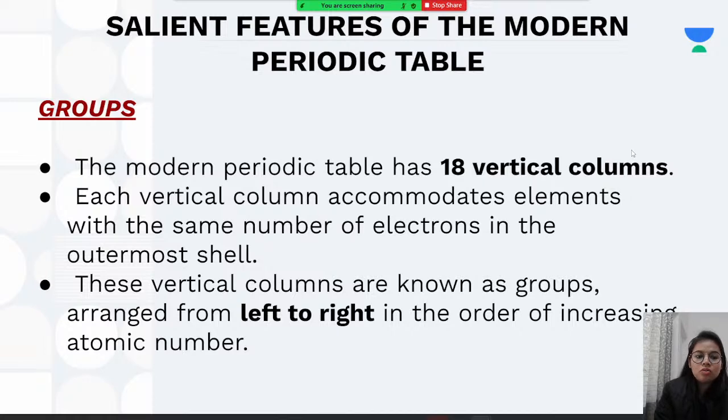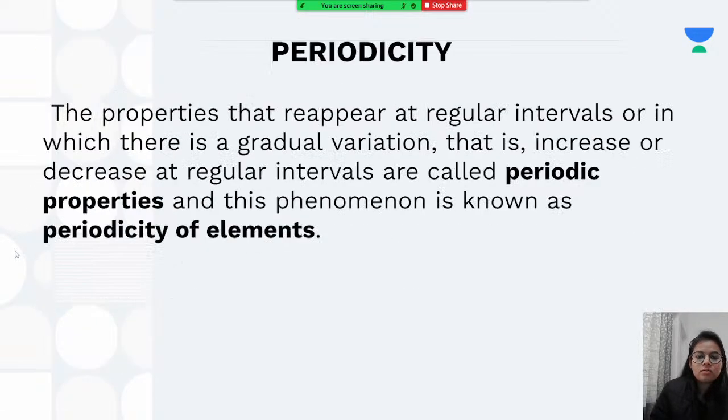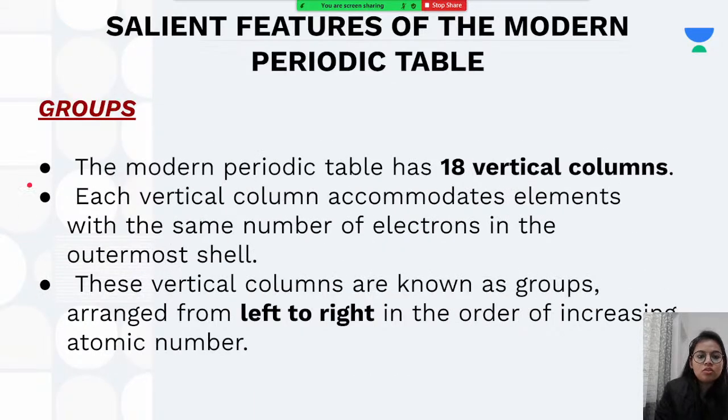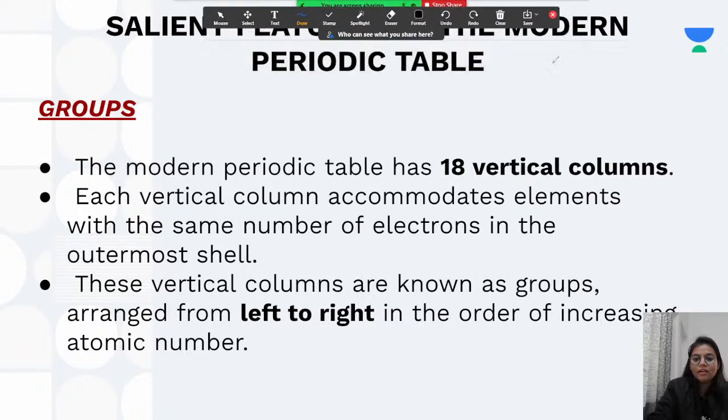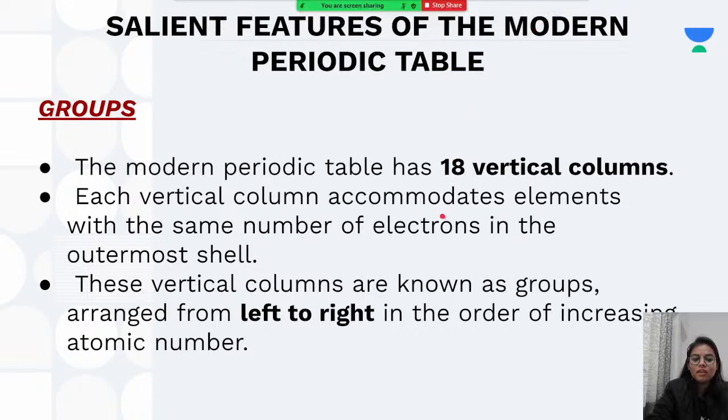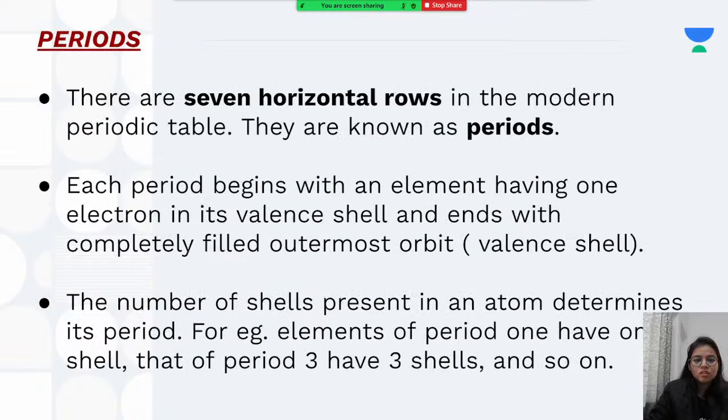So if someone asks you how many groups we have, we have 18 groups in our modern periodic table. Each vertical column accommodates elements with the same number of electrons in the outermost shell. I guess we have already done this: if I talk about a particular group, it will have elements with the same number of outermost shell electrons, right? Next, these groups are arranged from left to right in order of increasing atomic number.